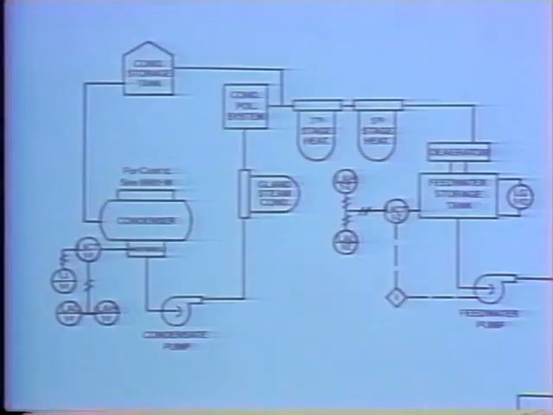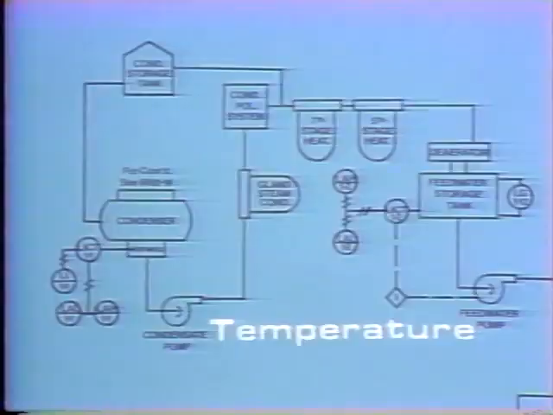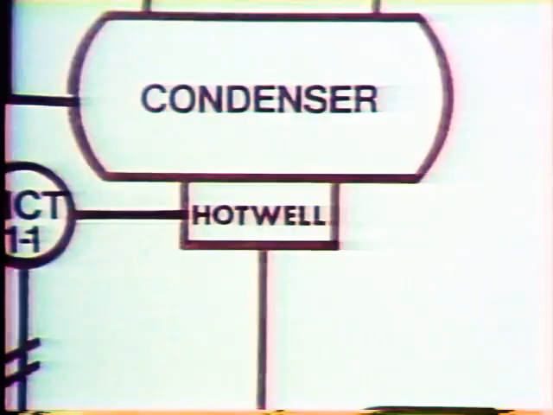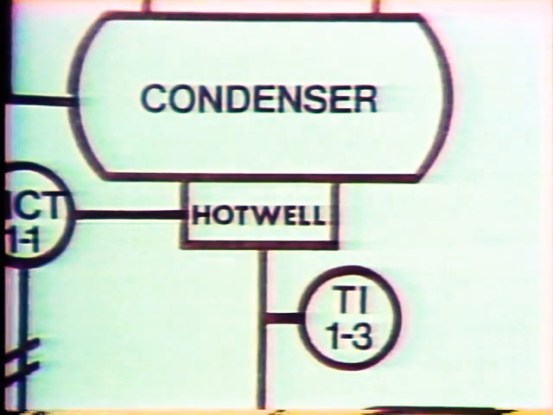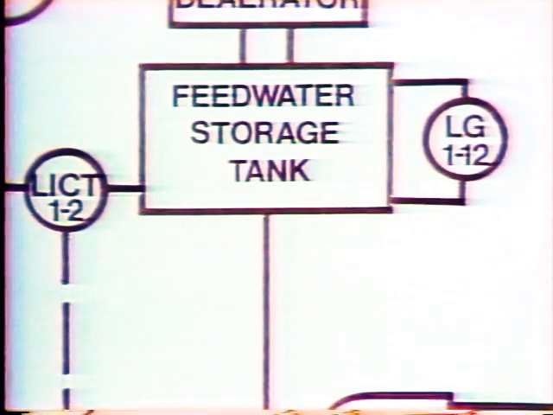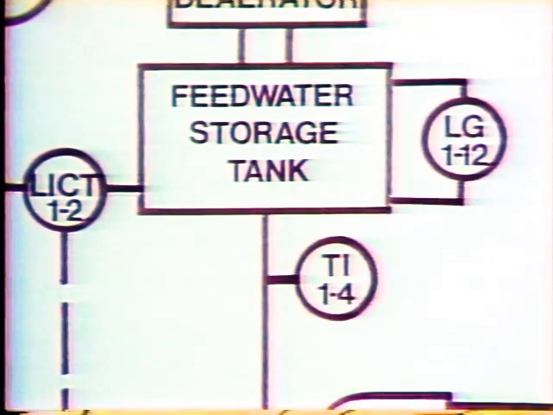Next, we need to know the temperatures of the condensate going through the condensate system. This is measured in two places. First, it's measured at the outlet of the hot well. It's a locally mounted instrument. You know this because of the plain circle. And it's connected to Unit 1 and is part of Instrument Group 3. The other place temperature is measured is at the outlet of the feedwater storage tank. It's also locally mounted and is on Unit 1. It's part of Instrument Group 4.